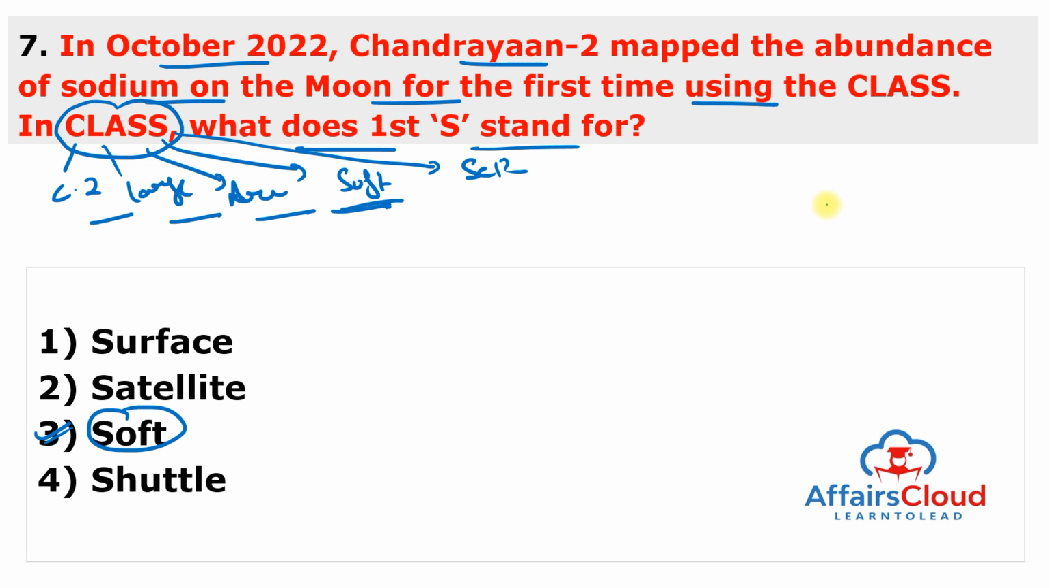So according to the recent report published in the Astrophysical Journal Letters, Chandrayaan-2 mapped the abundance of sodium on the moon for the first time using the CLASS. And according to ISRO, these new discoveries will lead to the study of surface exosphere interactions on the moon, which will help in creating similar models for Mercury and other airless bodies in our solar system and beyond.